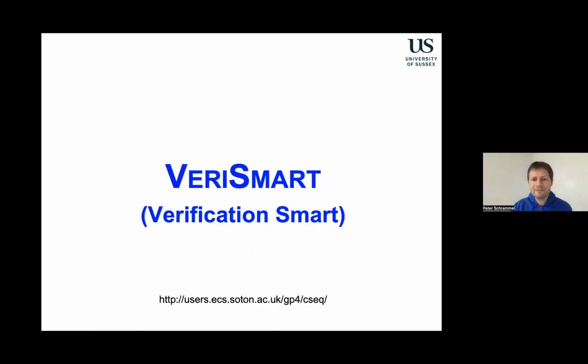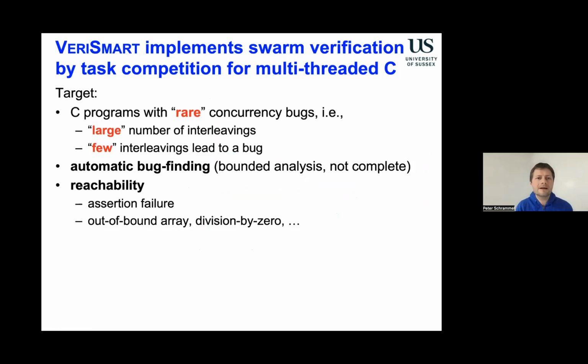So we've implemented this in a tool called Very Smart, and you can find it on the CSEC website. It's for multi-threaded C programs. So where is this even useful? It was very difficult to find a large number of benchmarks for that, so in the end we only found two benchmarks where this is actually really useful.